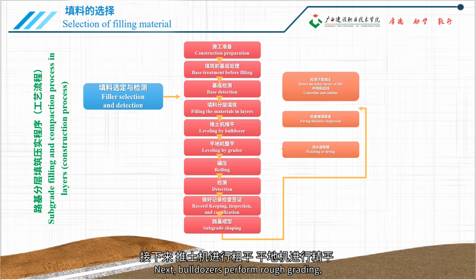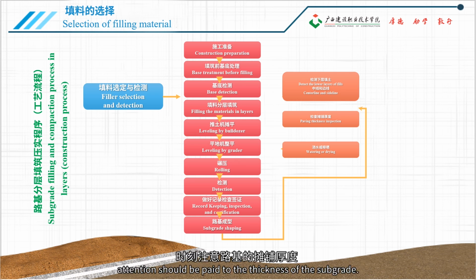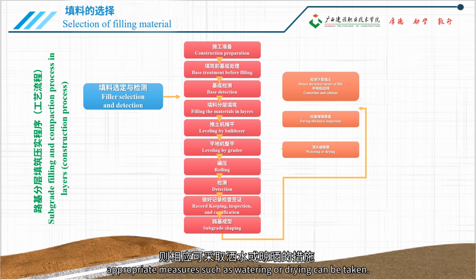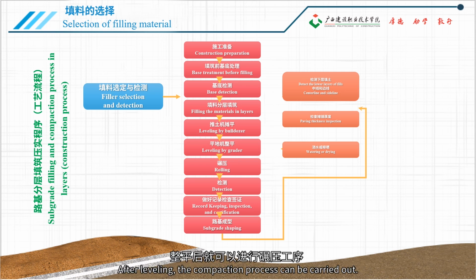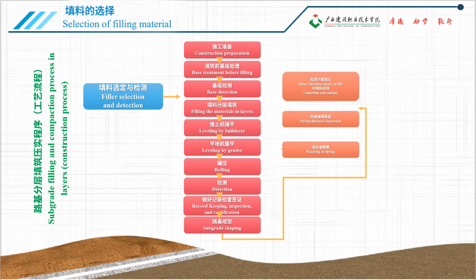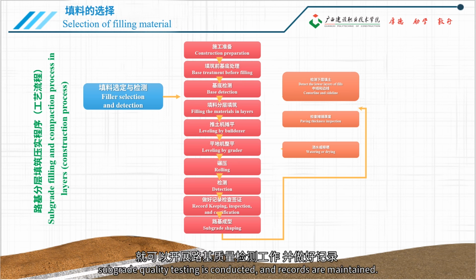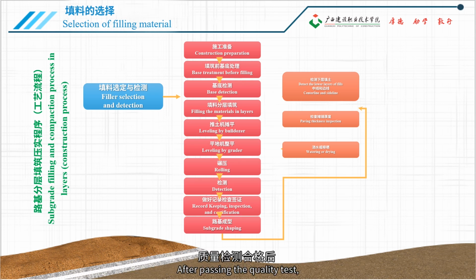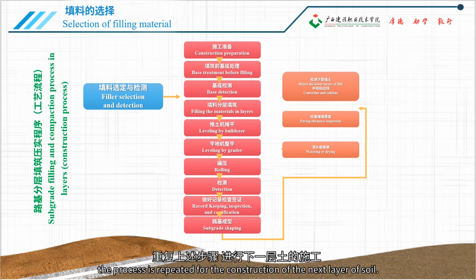Next, bulldozers perform rough grading, and graders carry out fine grading. During the paving process, attention should be paid to the thickness of the subgrade. If the fill material is too dry or too wet, appropriate measures such as watering or drying can be taken. After leveling, the compaction process can be carried out. Upon completion of compaction, subgrade quality testing is conducted, and records are maintained. After passing the quality test, the process is repeated for the construction of the next layer of soil.